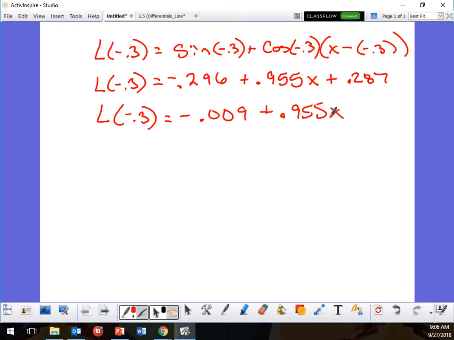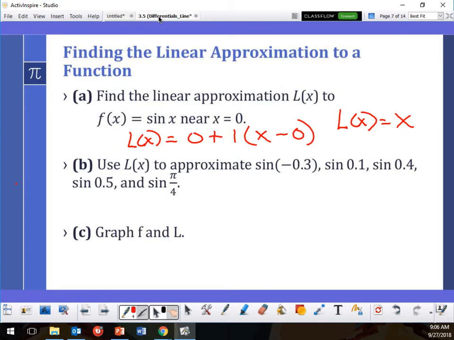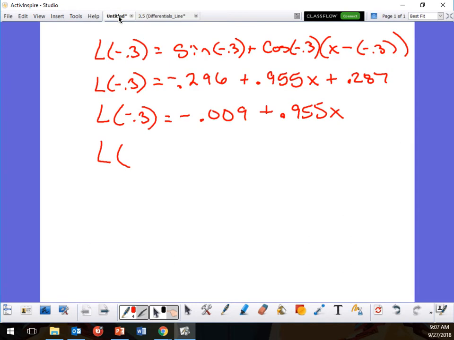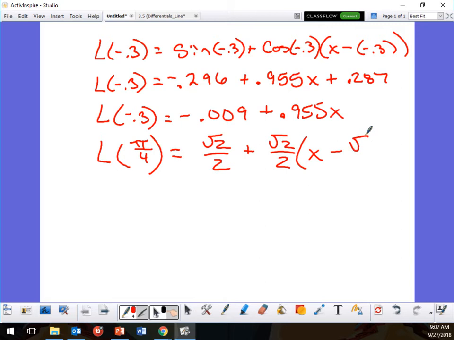Okay, so what was the next one to do? 0.1? Okay. Oh man, I think we get the gist. Can we jump to the one where we don't have... Let's jump to pi over 4. I like that one. Sine at pi over 4 is going to be rad 2 over 2, right? Yep. Plus the same thing, rad 2 over 2 quantity x minus pi over 4. I was getting all excited with my rad 2's over 2's.